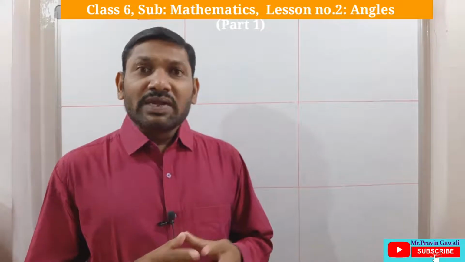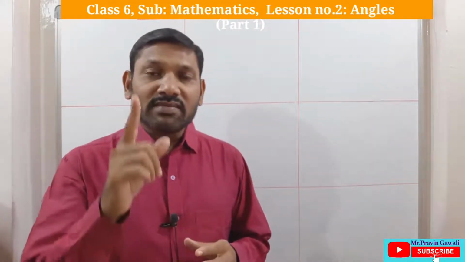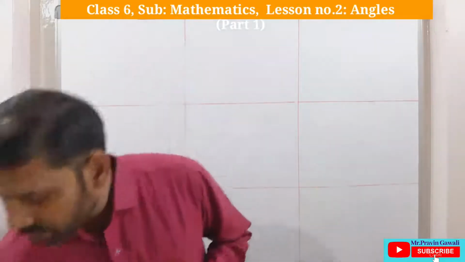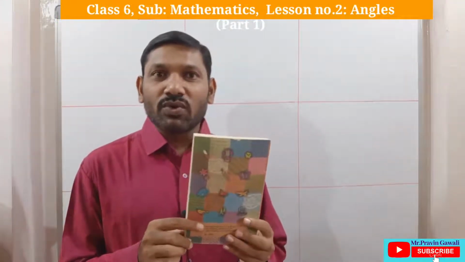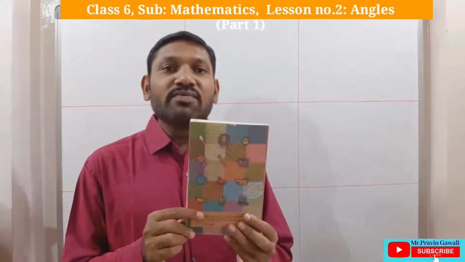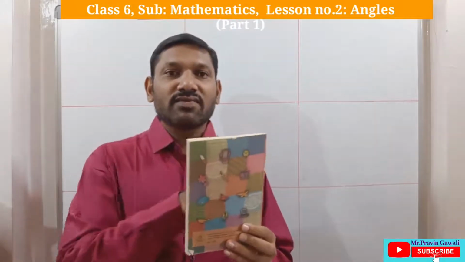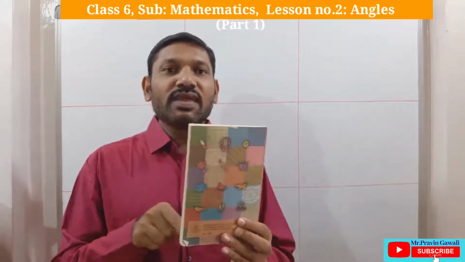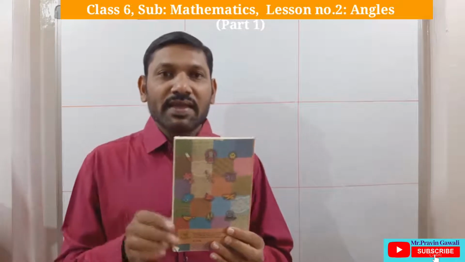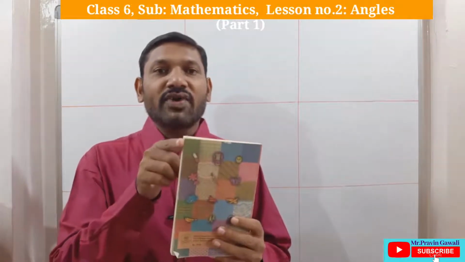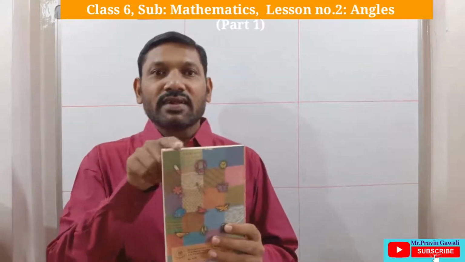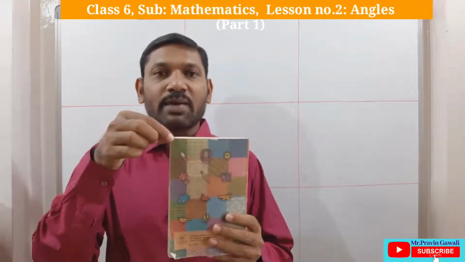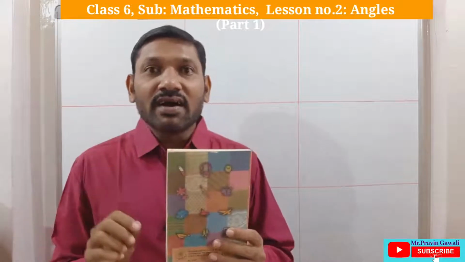Now when we see such kinds of objects, for example, let me show one thing here. See students, this is a book. Now, this book has four sides: 1, 2, 3 and 4. But here two sides are joining together. When they join together in a point, that is called an angle.